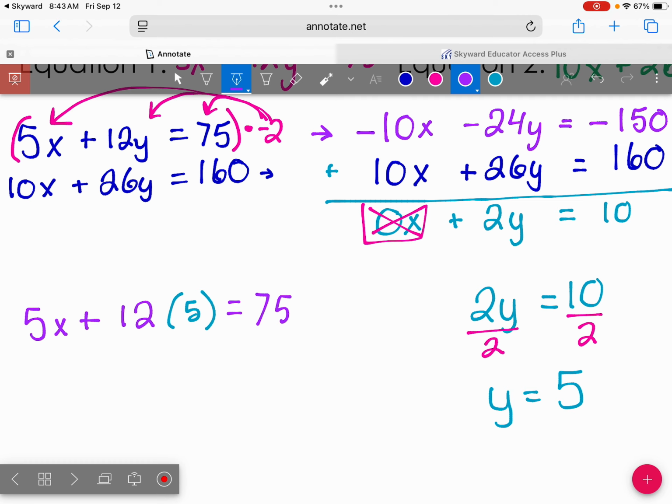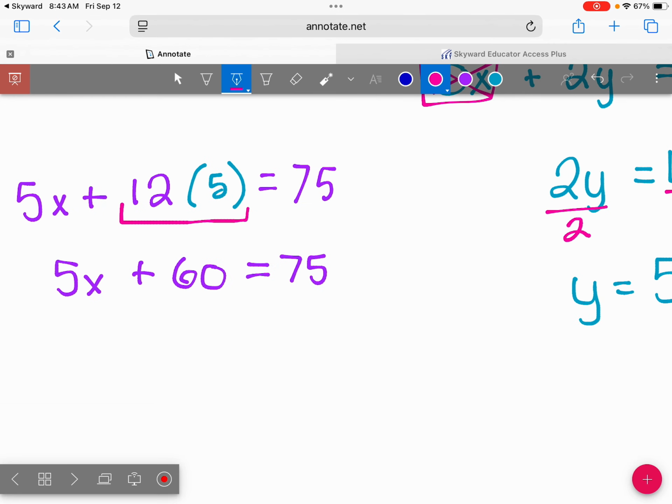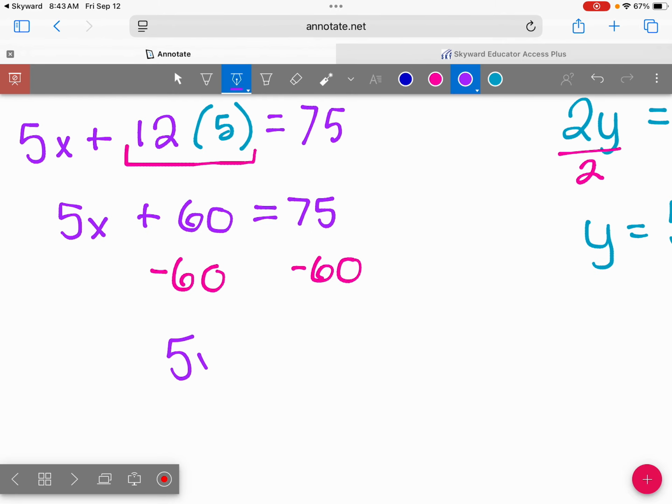Now we can simplify this. What is 12 times 5? 60. 5x plus 60 equals 75. What can I do next? Beautiful choice. Subtract the 60. We've got our 5x equals 15. 75 minus 60 gives us 15.